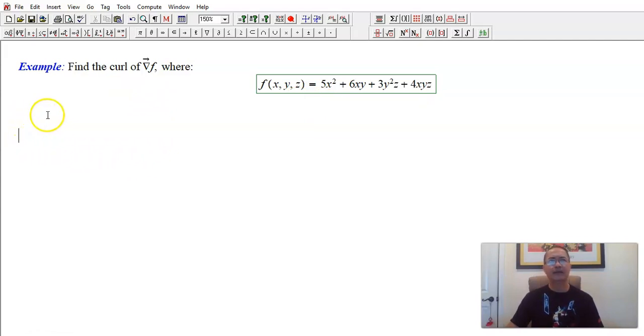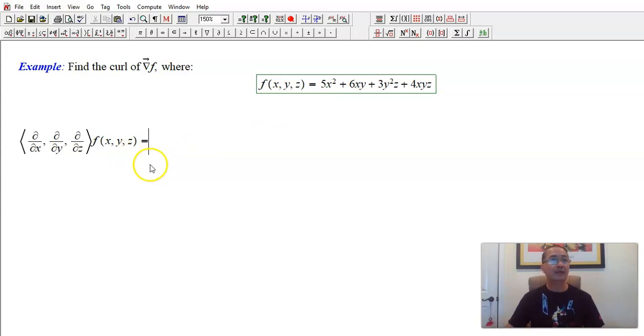Can you take the gradient of the curl of f? No, that doesn't make sense because gradient needs a scalar function as an input. And curl of a scalar doesn't even make any sense at all. So forget about it. Order of operations matters.